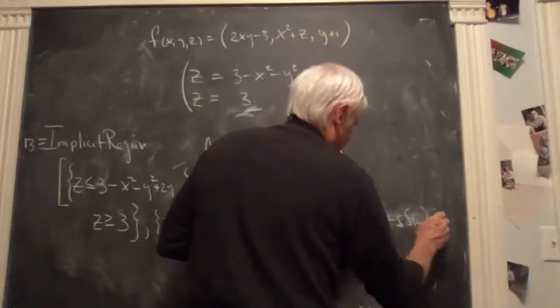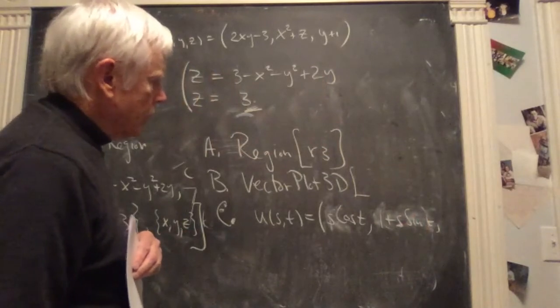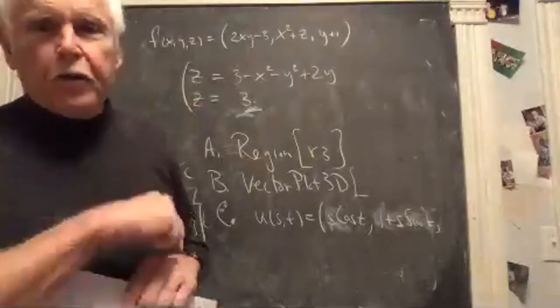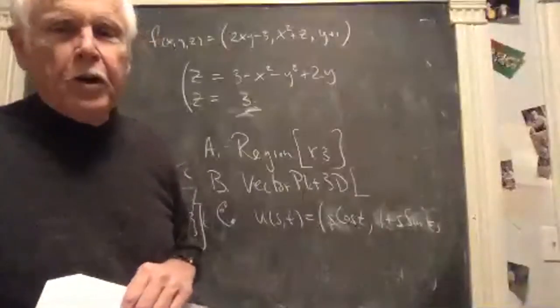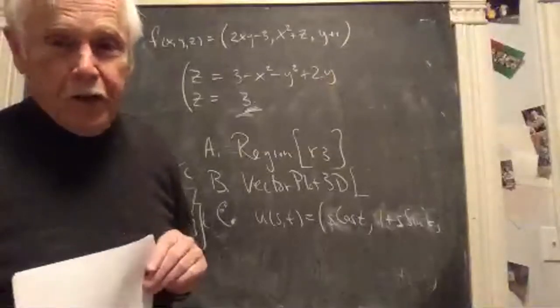How do you know when to parameterize it using S and T versus just S or T? If it's two-dimensional, you need 2 parameters. If it's a curve, you need 1 parameter. If it's a surface, you need 2 parameters, S and T.